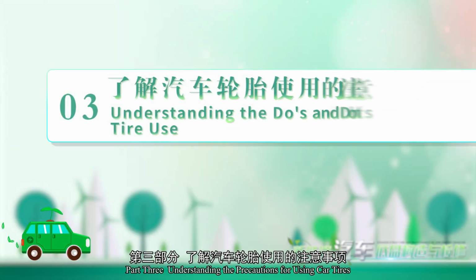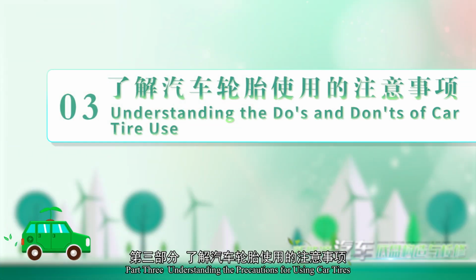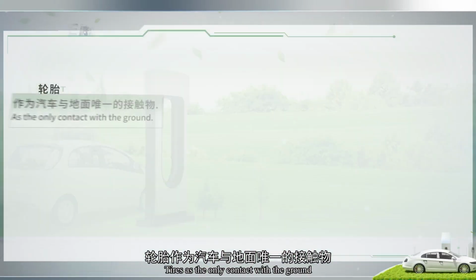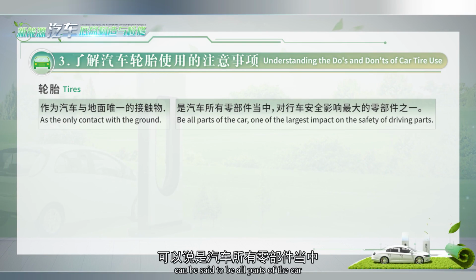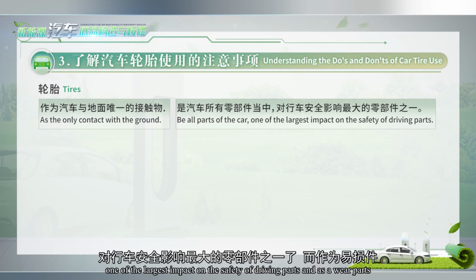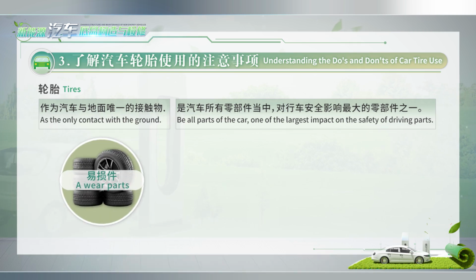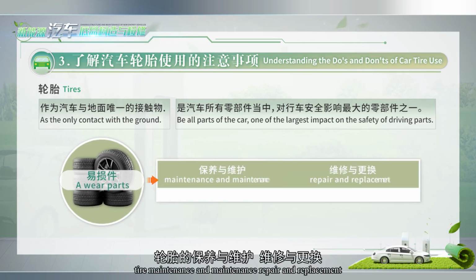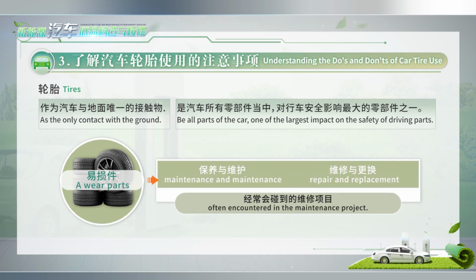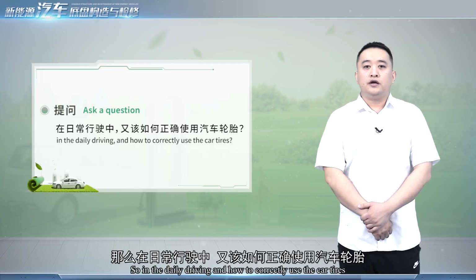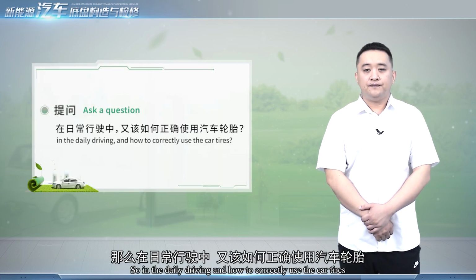Part 3. Understanding the precautions for using car tires. Tires, as the only contact with the ground, can be said to be one of the parts of the car with the largest impact on driving safety, and as a wear part, tire maintenance, repair and replacement are often encountered in maintenance projects. So in daily driving, how do we correctly use car tires?